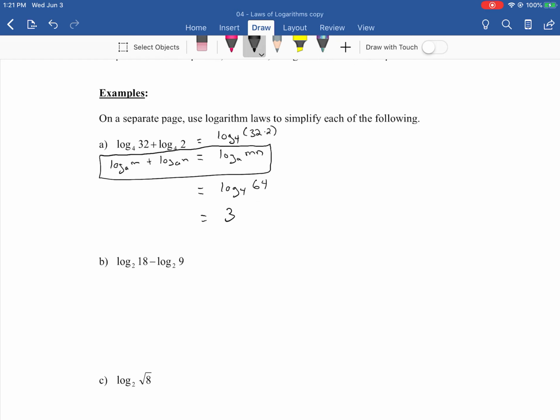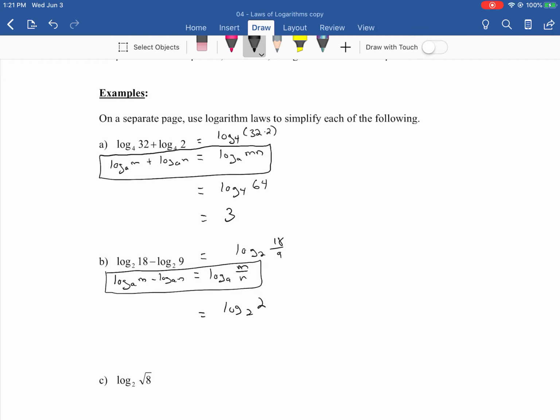Okay, another example here. This one uses subtraction, so the important log law is log a of m minus log a of n can be put together with division. If you look above on the note there, you'll see that that's the log law when you have subtraction. So this time it's going to become log base 2, but I'm dividing the two things inside the log, and I get log base 2 of 2.